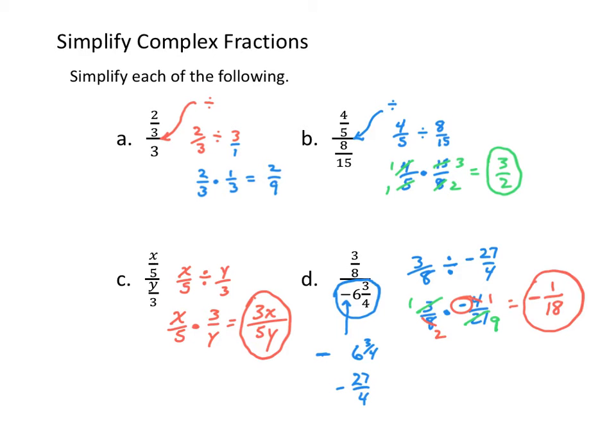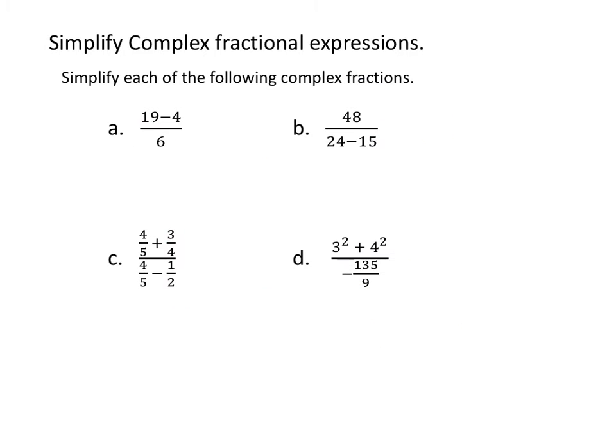Okay, check to see how you did. And let's go on. Now these complex fractions have math problems in the numerator or the denominator or both. So in that case, you have to do the math and then do the math again. Okay, well, some of them are not that hard. Like on A, 19 minus 4 is 15. This is just 15 over 6. That's not reduced. We have to reduce now. Reduce the 15 and 6 with a common factor of 3. So that's going to be 5 over 2.